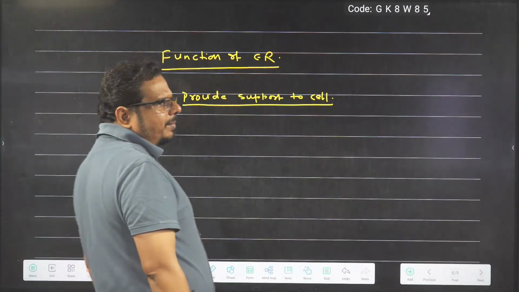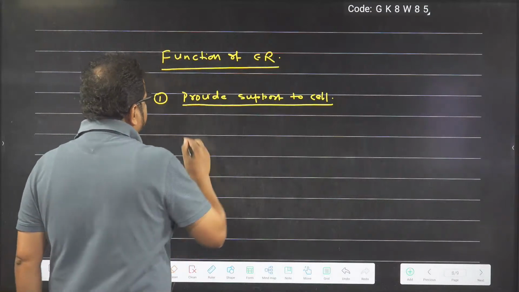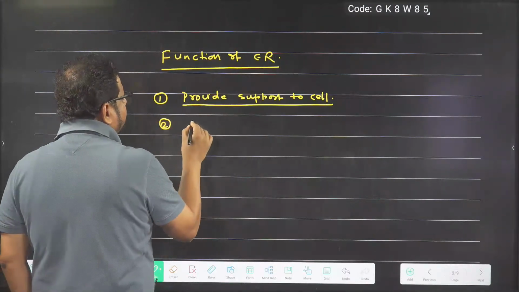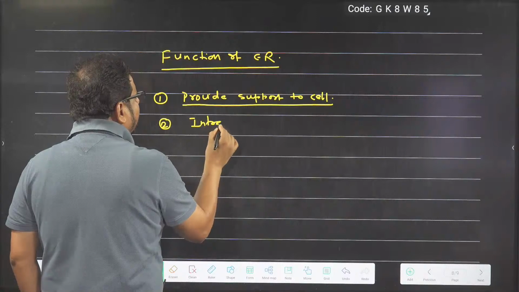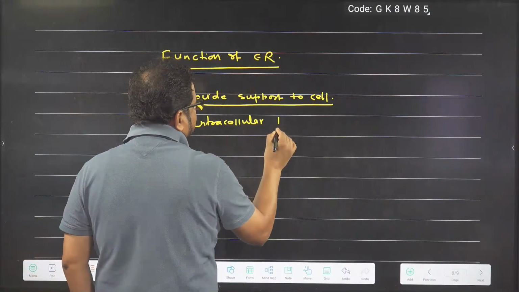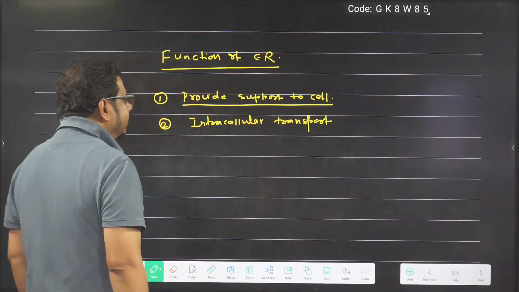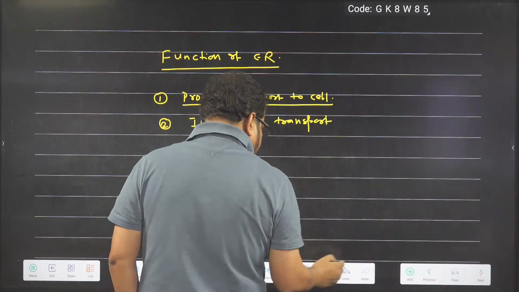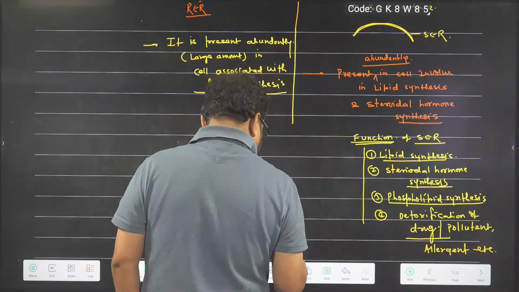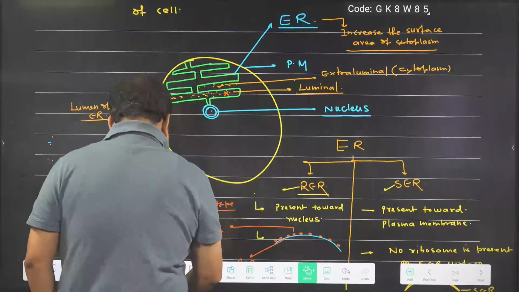How does it provide the support? Because it is a network-like structure. Got the idea? Another, second function I am writing is intracellular transport. Transport within the cell. I am just telling you through the diagram, then you will understand it. According to NCERT, I am now going to say something more than NCERT.